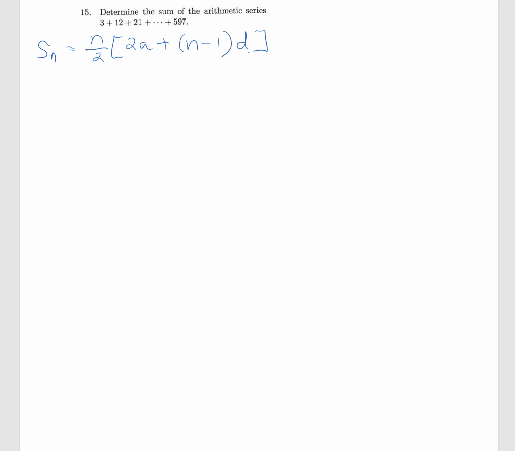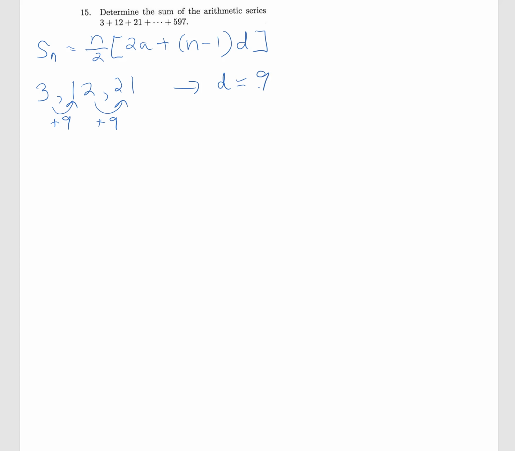So to get the sum, we need to figure out some of these variables in this equation. The easiest one to figure out is d, the difference between our terms, and we can do that just by writing out this series as a sequence. The first three terms are 3, 12, 21, and the difference between 3 and 12 is 9, and again between 12 and 21 we've added 9. So this means that our d is equal to 9.